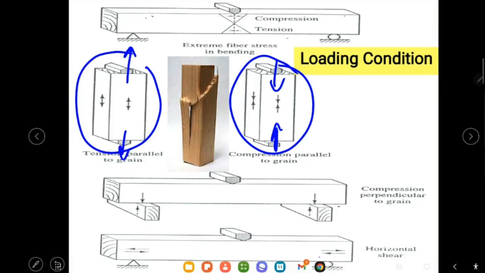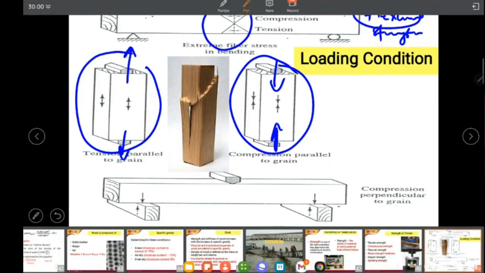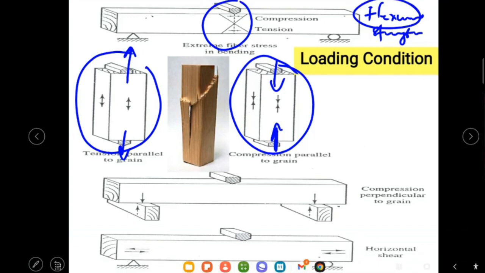Just now we have repeatedly talked about flexural strength. Flexural behavior happens when a material is undergoing compression and tension at the same time, for example like this, which we call a 3-point loading. We have 1 point, 2 point, and 3 point loading. When this beam is being loaded, the top part will undergo compression, and the bottom part will undergo tension.